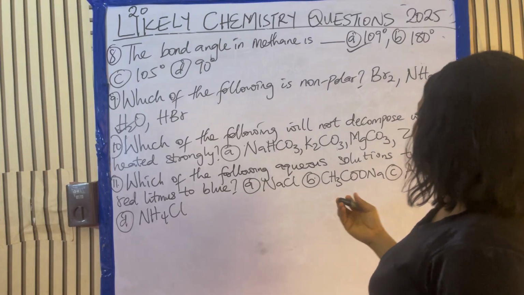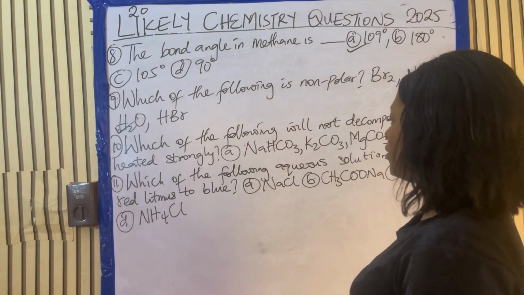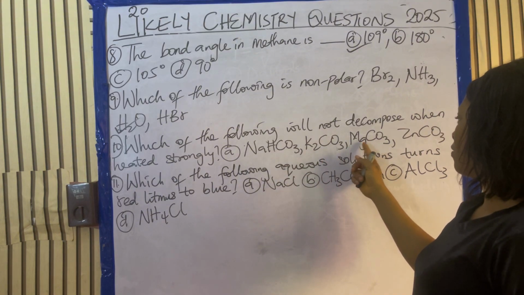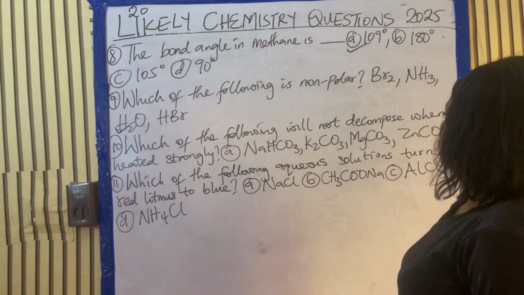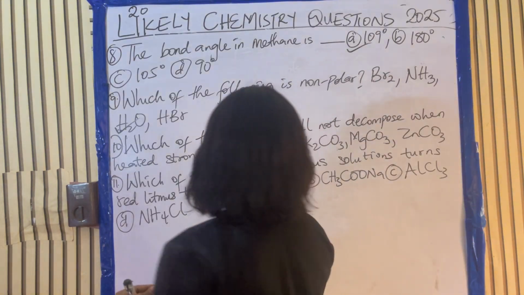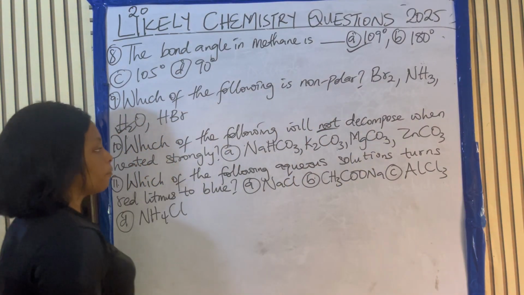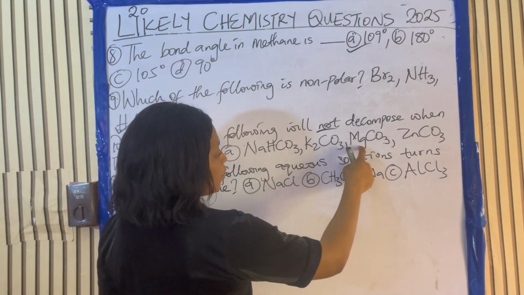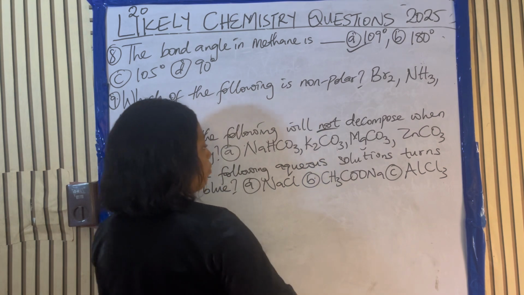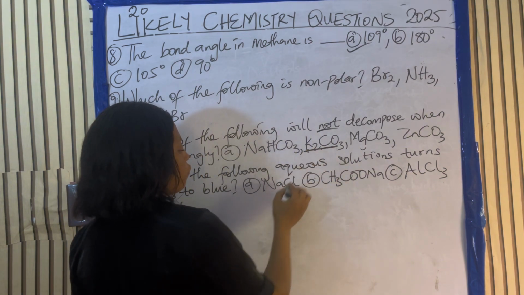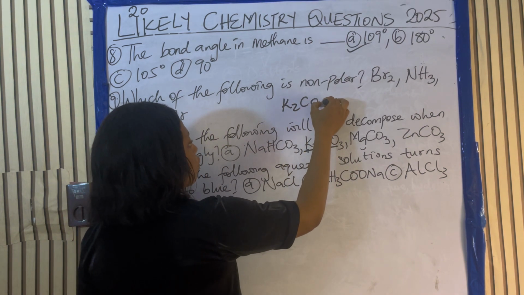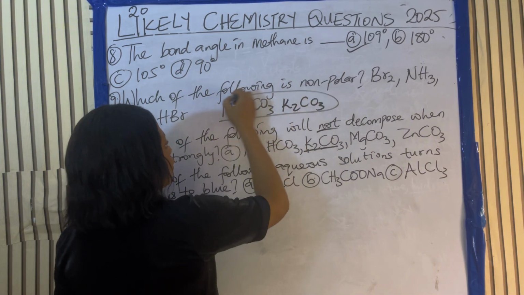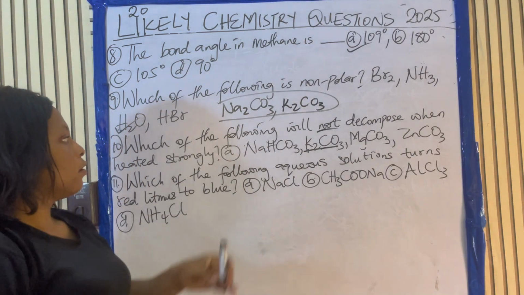Number 10. Which of the following will not decompose when heated strongly? Sodium hydrogen trioxocarbonate 4, potassium trioxocarbonate 4, magnesium trioxocarbonate 4, and zinc trioxocarbonate 4. So which one will not decompose when heated strongly? When you heat this one, it's going to decompose. This hydrogen is going to make it decompose. When you heat this, it's going to decompose. Likewise this. But the trioxocarbonate 4s of sodium and potassium do not decompose. Please take note of it. They do not decompose.